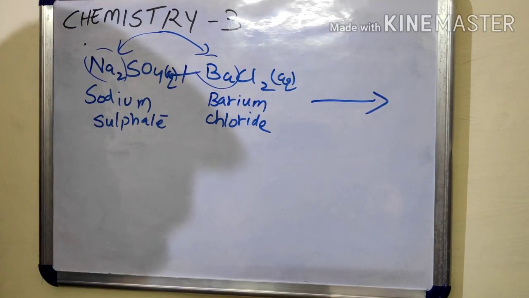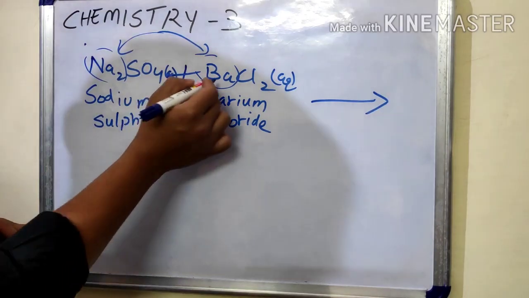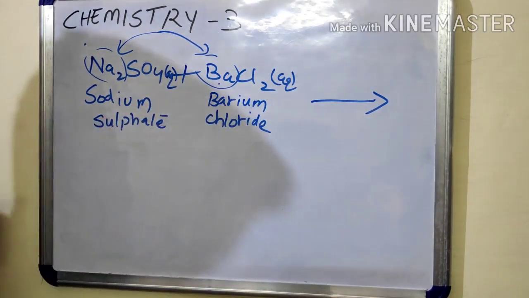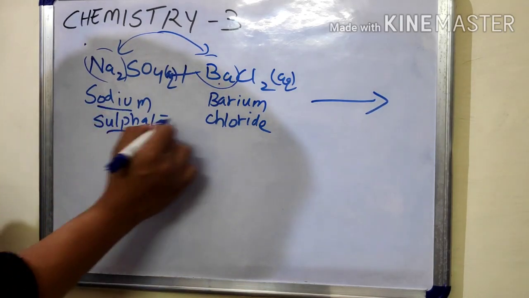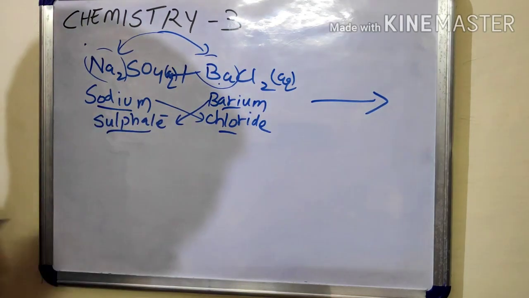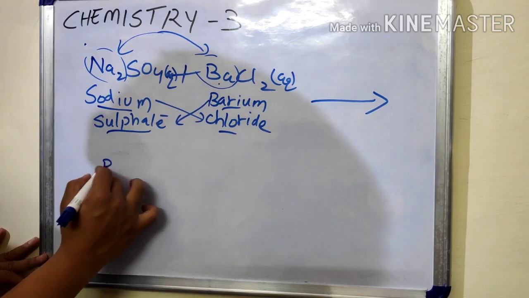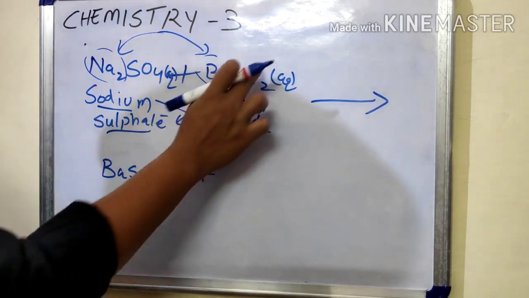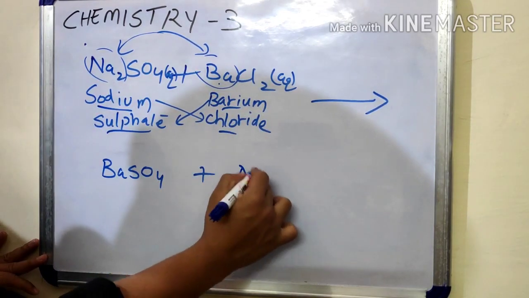So what should you get? Barium sulfate, just sodium chloride and barium sulfate. This is an easy way to remember double displacement. Sodium chloride will become and barium will become sulfate. So what you will get finally? You will get BaSO4 plus sodium chloride, which is NaCl.